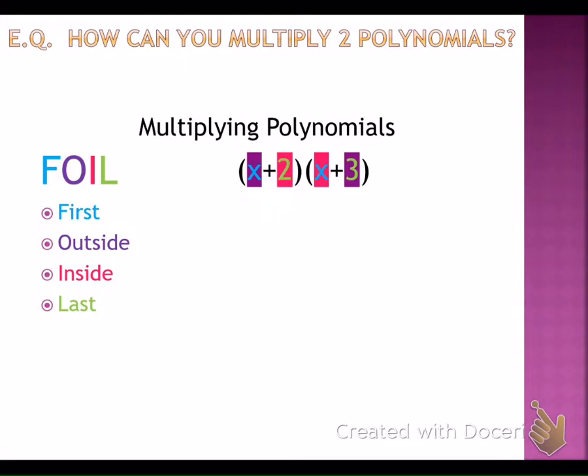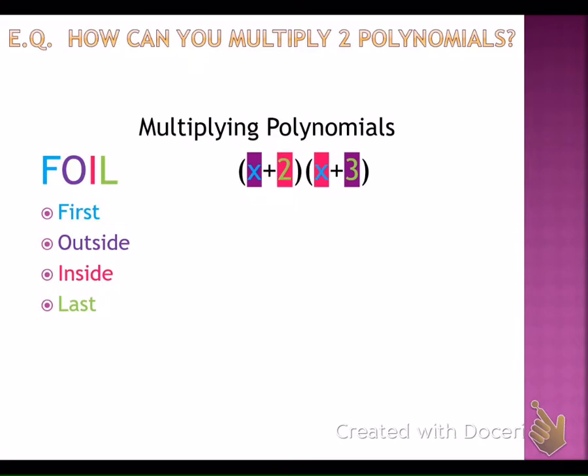Now, let's talk about each of these letters and what they stand for. The F is your first term. So if I'm looking at this first set of parentheses, what is the first term inside? X. If I'm looking at the second set of parentheses, what is the first term inside? X. So I'm going to multiply X times X. And you notice I made them both blue. All right, now the O stands for the outside terms. And obviously there's nothing outside the parentheses, but we're talking about those outer terms. So X and 3. And you can see I made those purple.